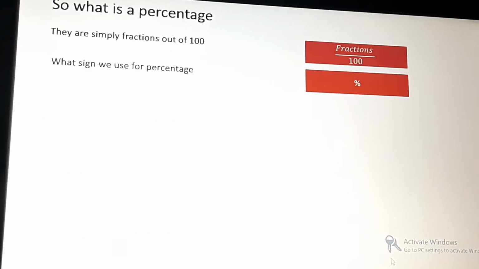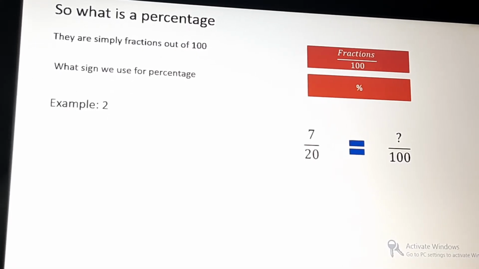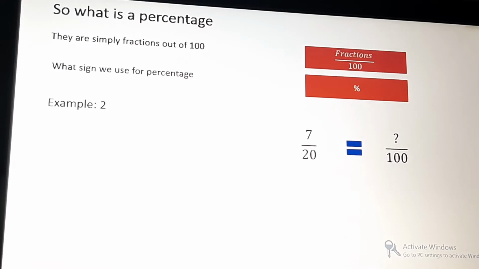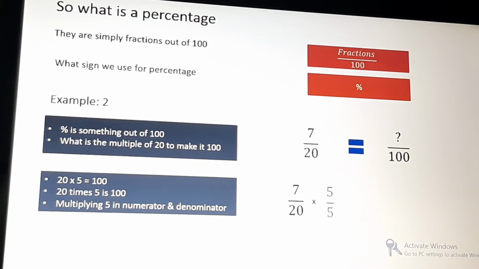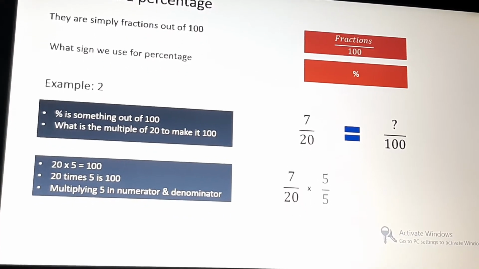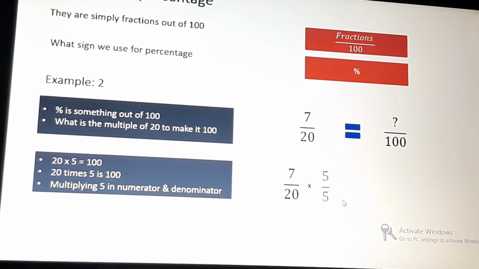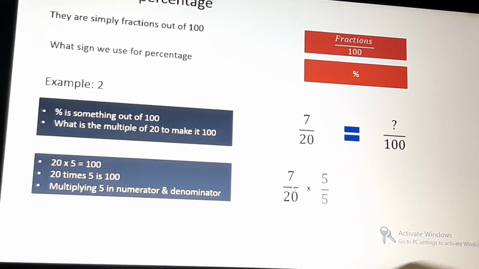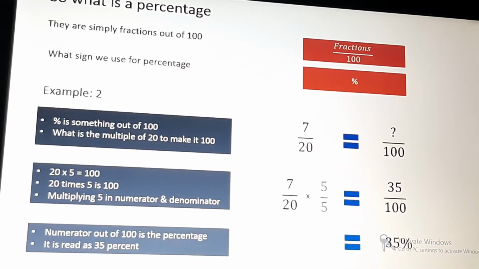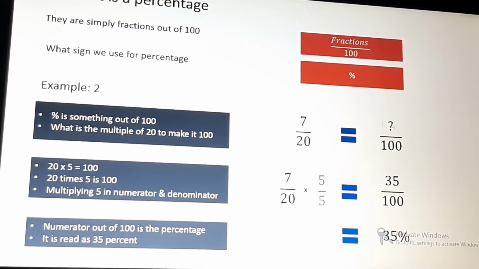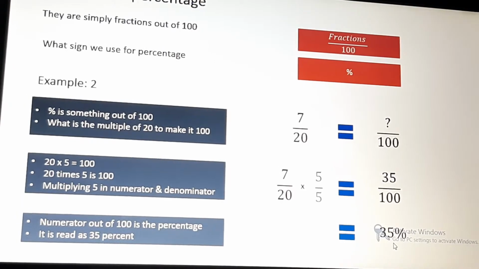Great. Coming to the next example, let's say it's 7/20. And we have to calculate the percentage. And we know that percentage is something out of 100. So we have to look at what is the multiple of 20 to make it 100. That's 5. So 20 will be multiplied by 5, it will give us 100. Similarly, using the same number to multiply with the numerator, 7 times 5 is 35. And we know that the numerator out of the 100 is a percentage. So we can read it as 35%.